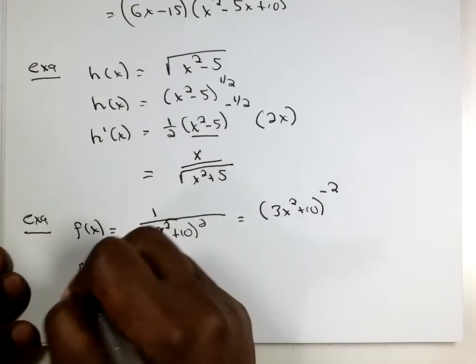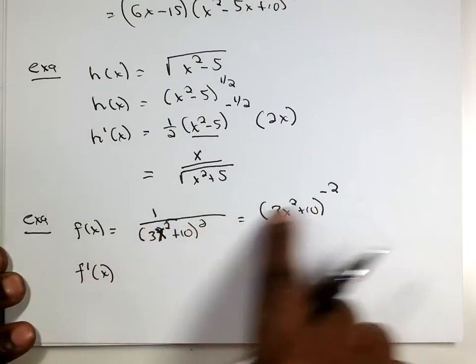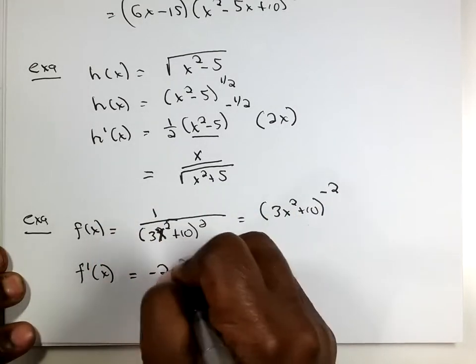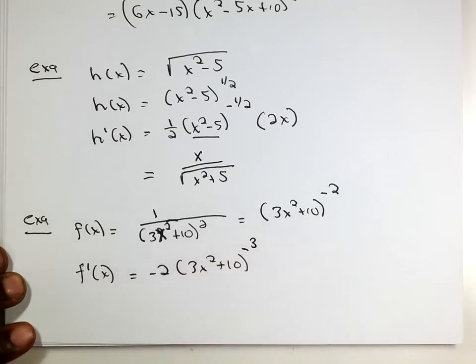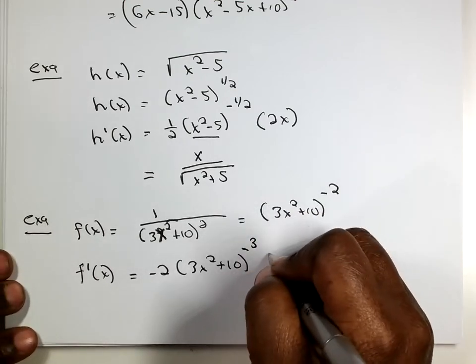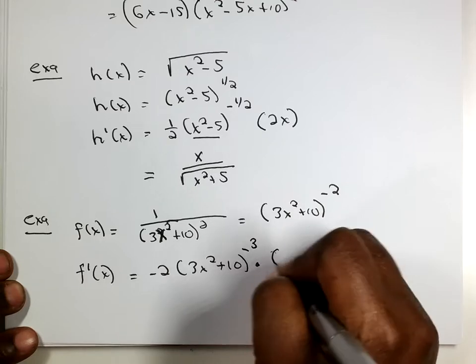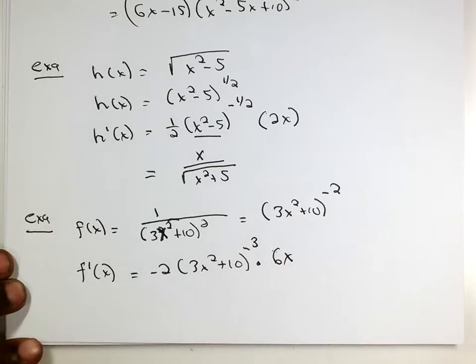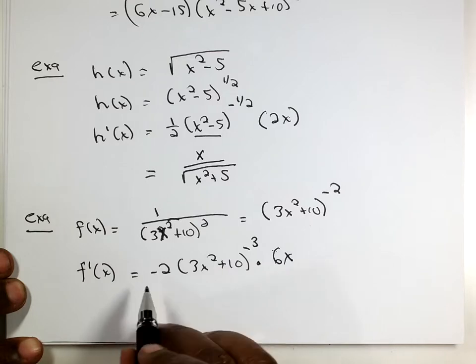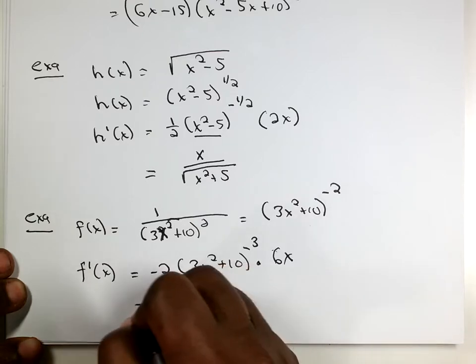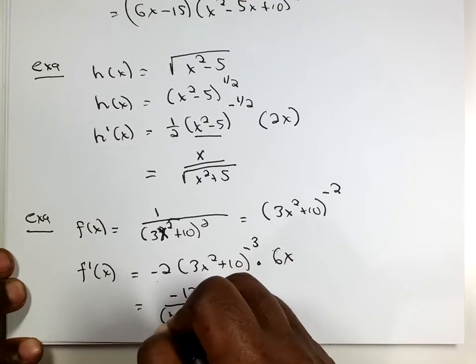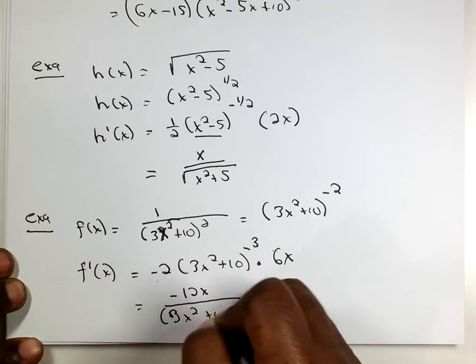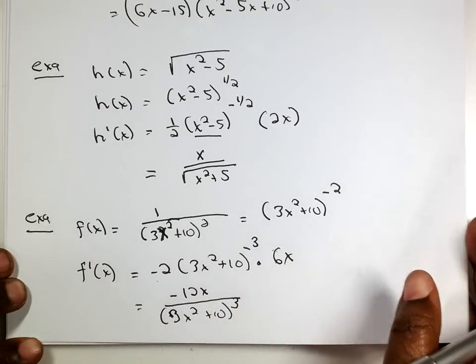So when I go to take the derivative, I'm going to multiply that negative 2 out front. And then this exponent becomes negative 3. And then taking the derivative of 3x squared plus 10 gives me 6x. And I'm going to multiply that negative 2 and the 6x together, so I get negative 12x. And then I'm just going to bring that back down to the bottom. So we get (3x squared plus 10) and that is cubed.